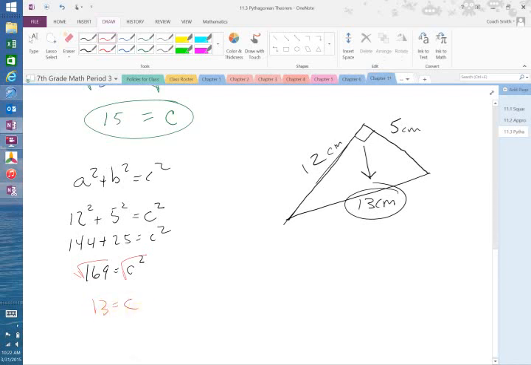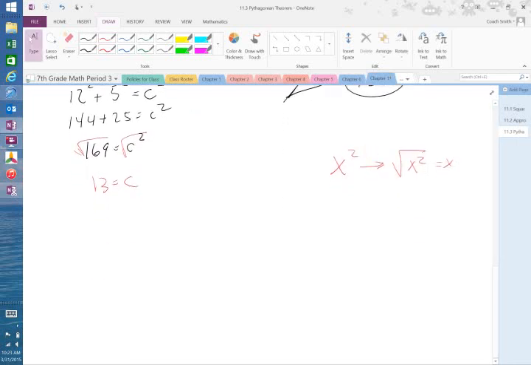The square root of any letter squared, for example, if I was saying x squared, the square root of x squared would be x, because x times x would be x squared. Now, let's look at this one.